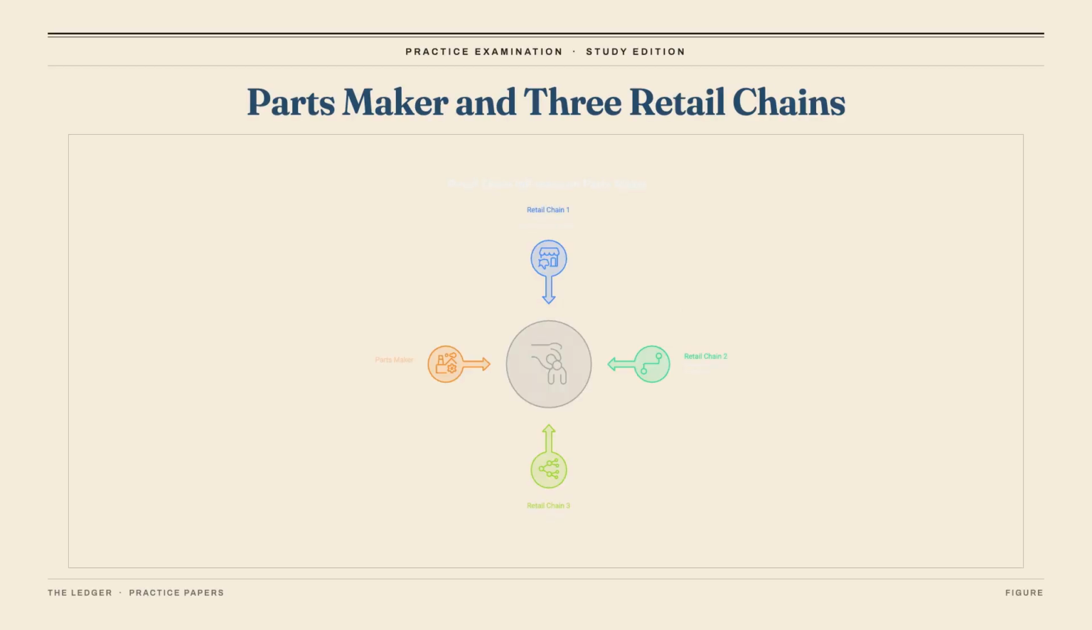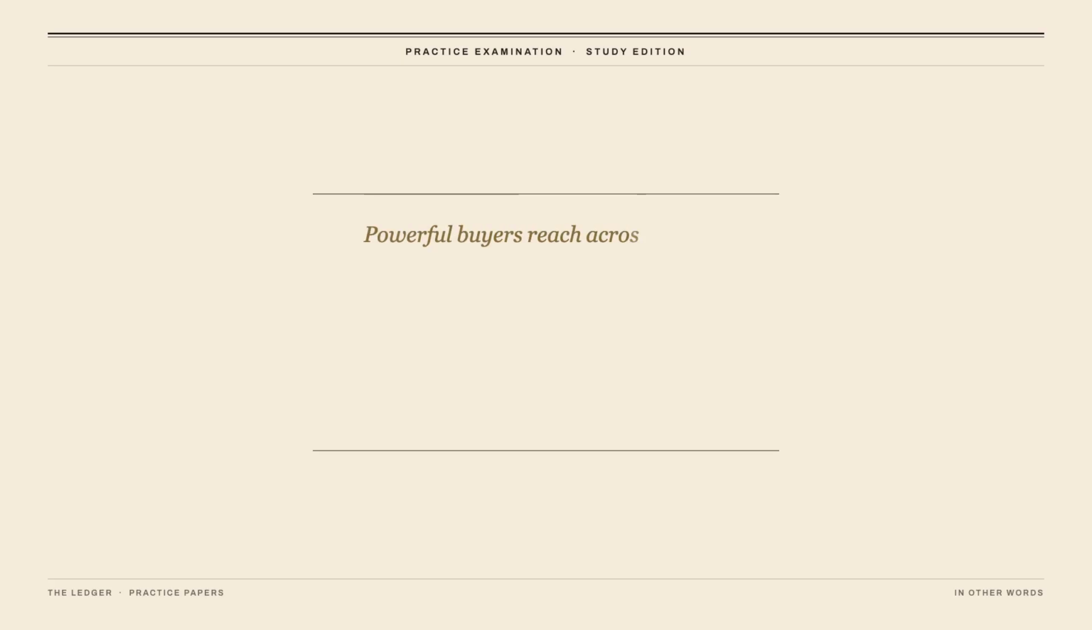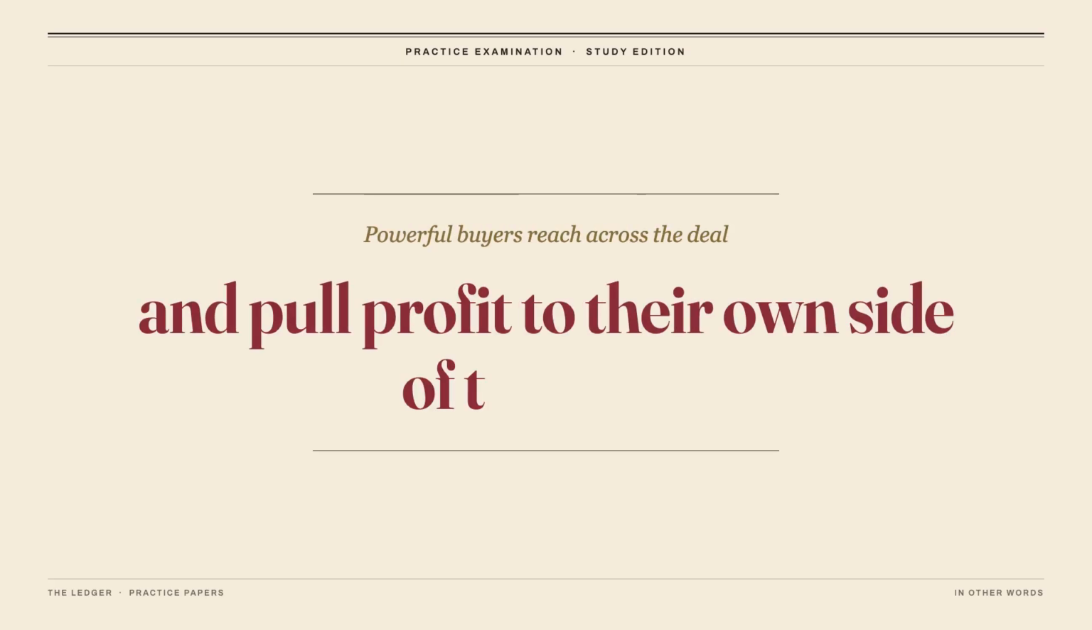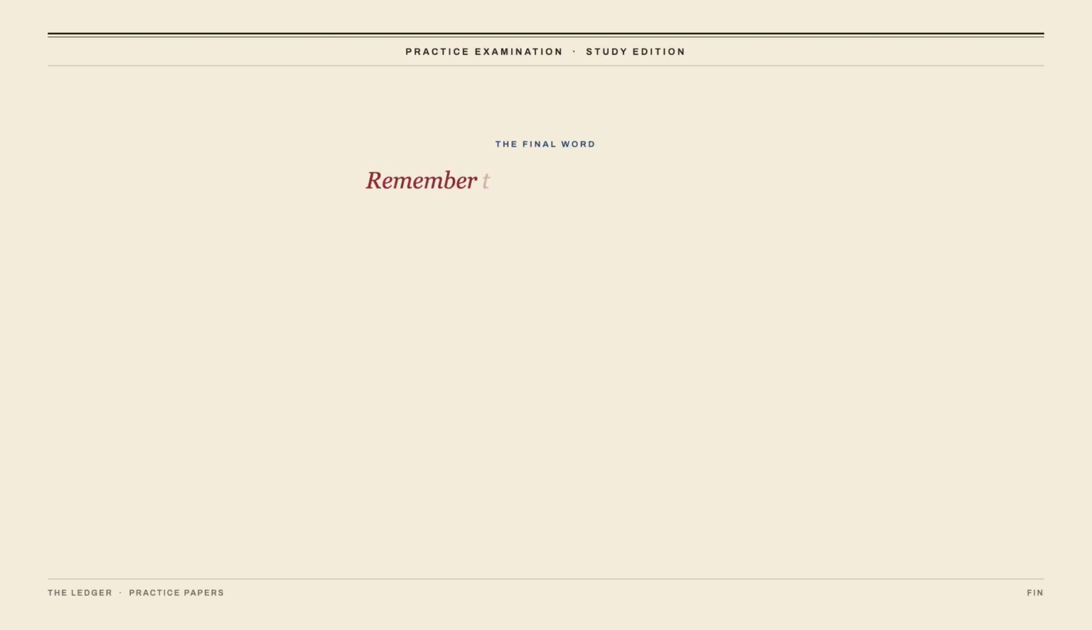Picture a parts maker selling almost all its output to just 3 enormous retail chains. Each chain is large enough to demand price cuts, extended payment terms, and special packaging, knowing the parts maker cannot easily replace that volume. The value created in bringing a product to market gets split between seller and buyer, and a powerful buyer claims a larger share through lower prices and richer terms. Whatever the buyer captures as margin, the selling industry never keeps.